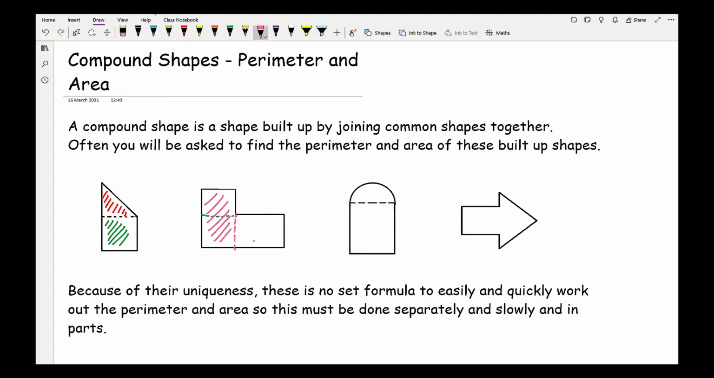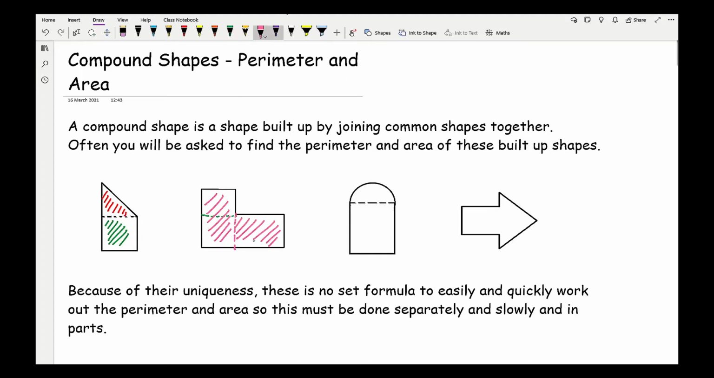Now what you don't want to do is you want to limit the number of shapes that you are seeing. So I certainly would not split this shape up into, let's say, 3 shapes. You want to try and keep the number of shapes as small as possible, because obviously the more shapes you have, the longer it's going to take for you to work with, and the more complicated you'll make the question.